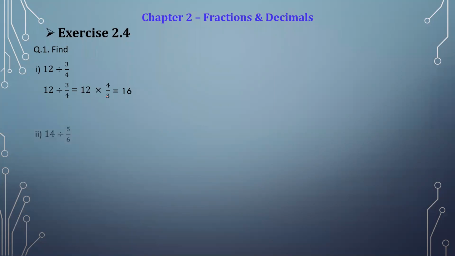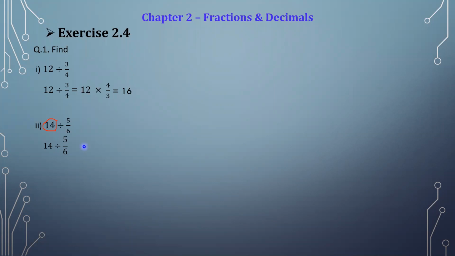Now the next example is a similar type of example. The first number is a whole number. So the question is like this: 14 divided by 5 upon 6. The division sign is there, so obviously a division operation is there, and here the second number is the fraction 5 upon 6. So here I'm going to perform the division of 14 divided by 5 upon 6.